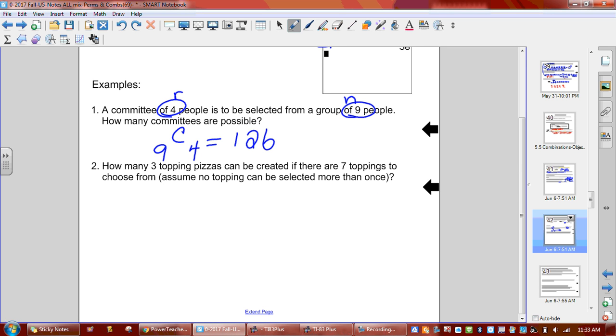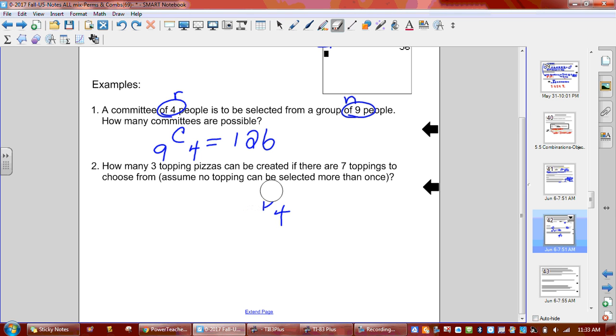So when we're talking about permutations, when we say it as a word, if this was 9P4, we would say 9 pick 4. The P we would say pick, but with the C we say choose. Okay? That's the difference with our words.